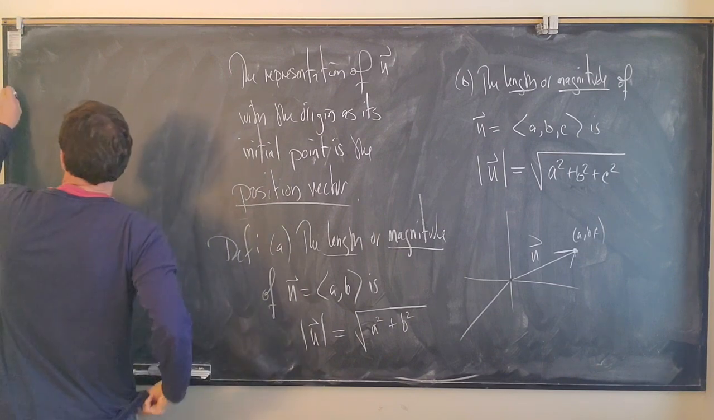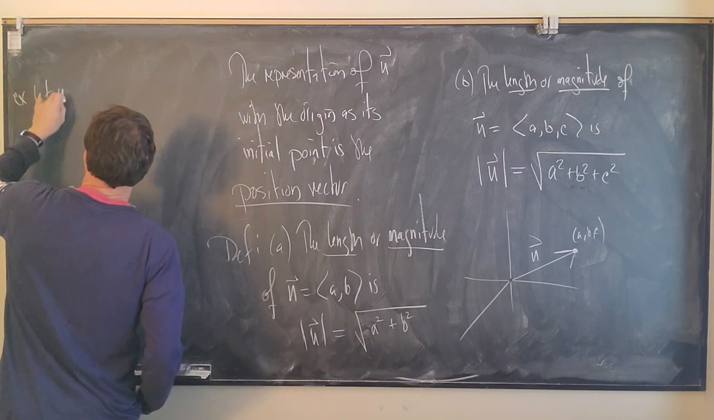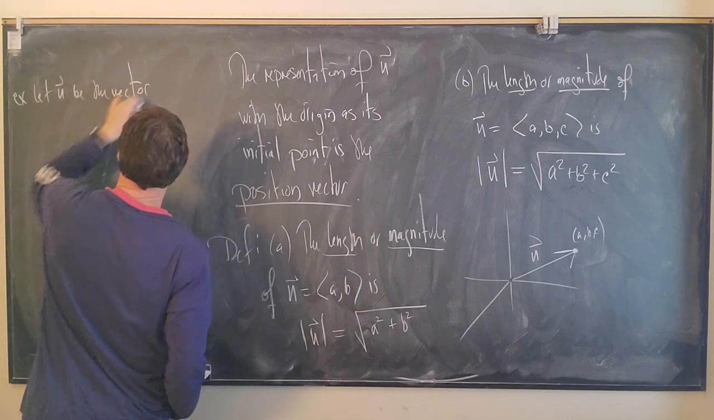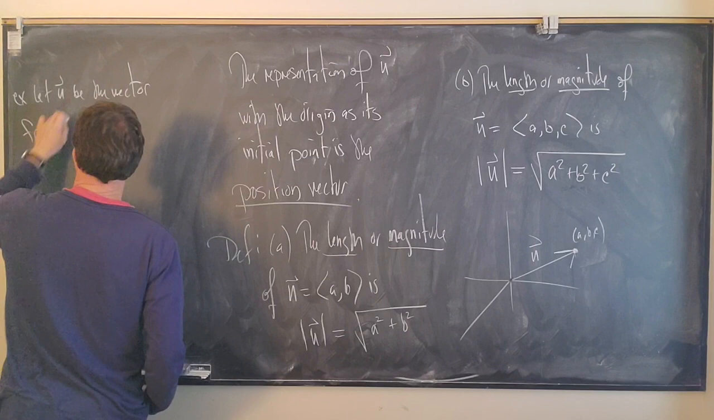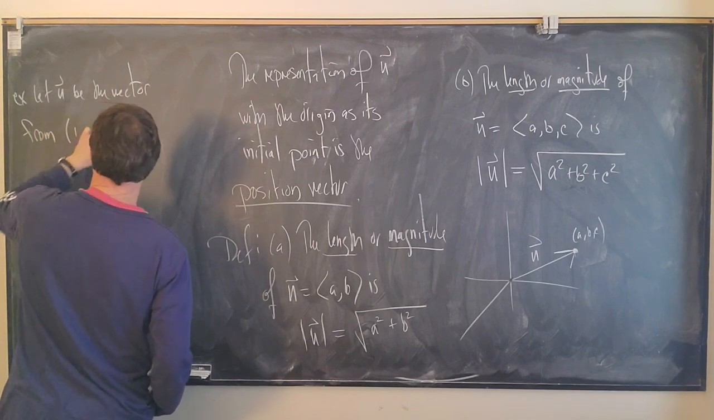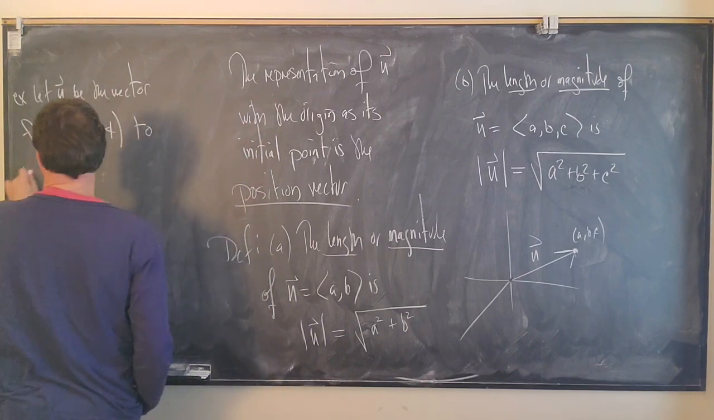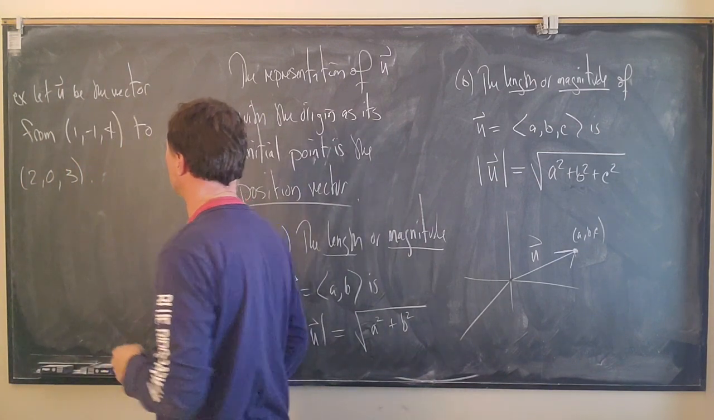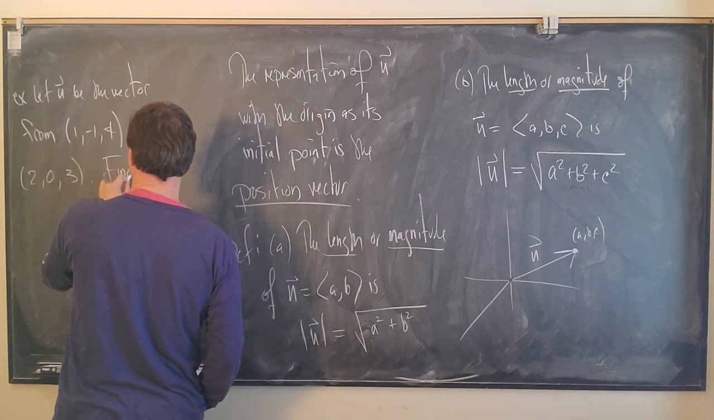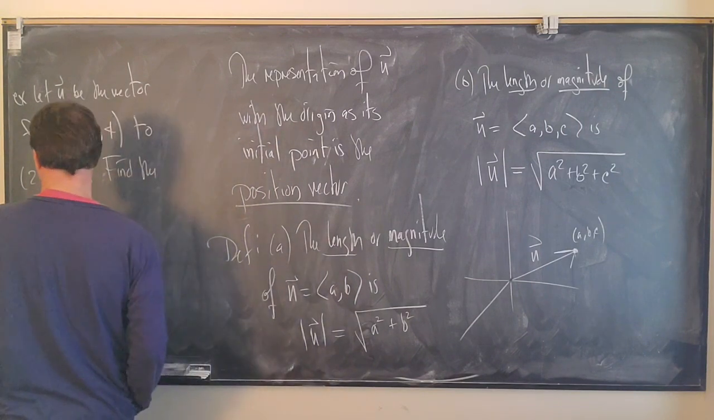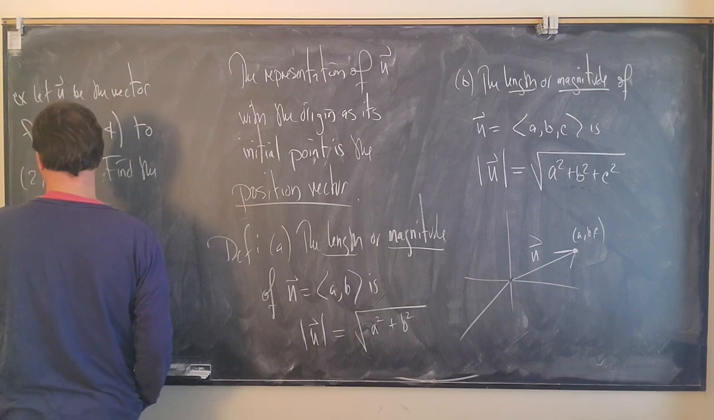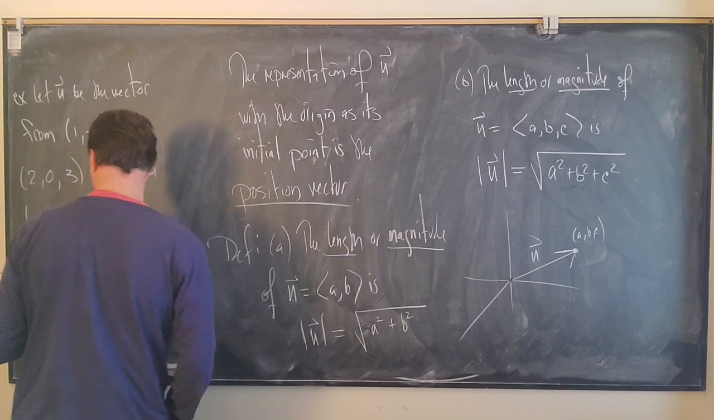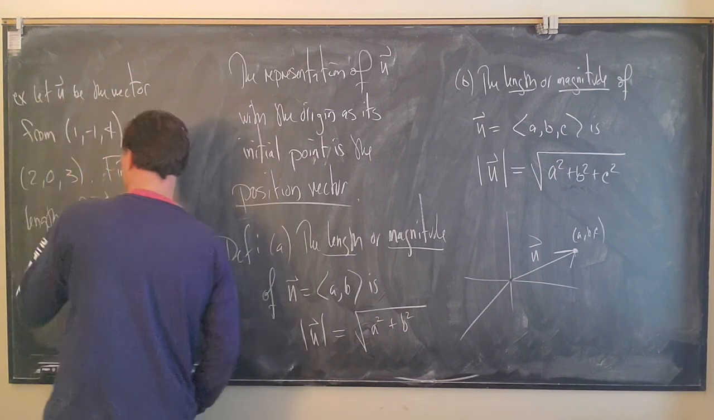Okay, as an example, let u be the vector from the point 1, minus 1, 4 to the point 2, 0, 3. Find the length. I kind of go interchangeably between length and magnitude. They mean exactly the same thing. So let's find the length of the vector u.